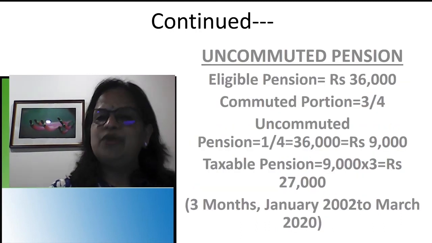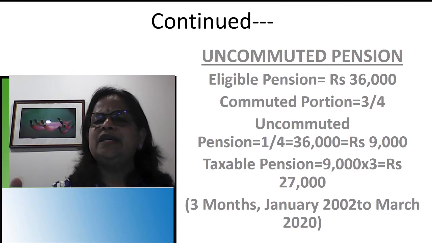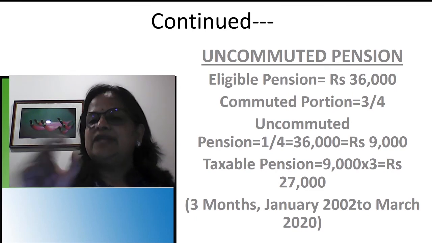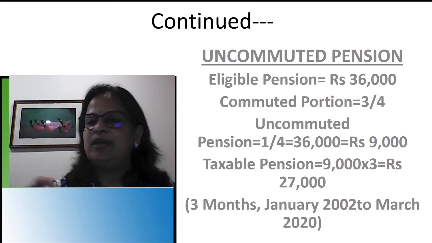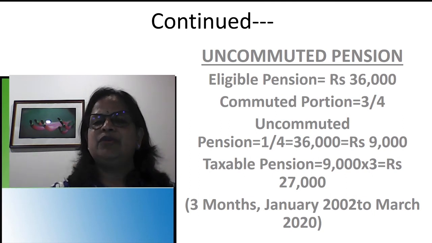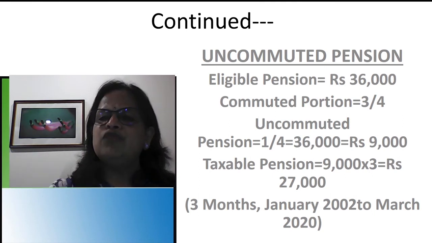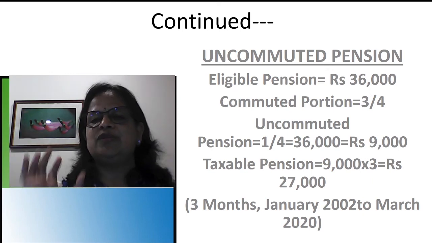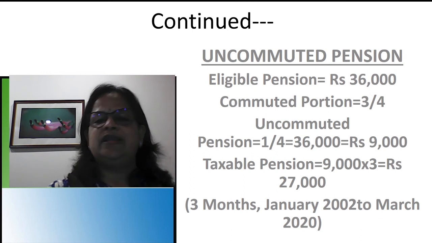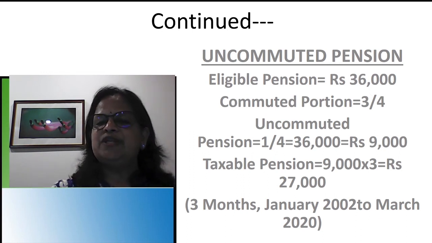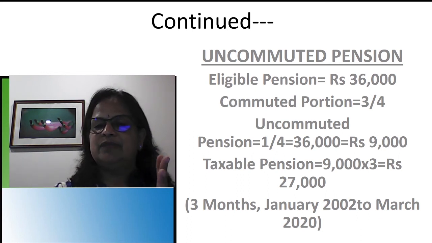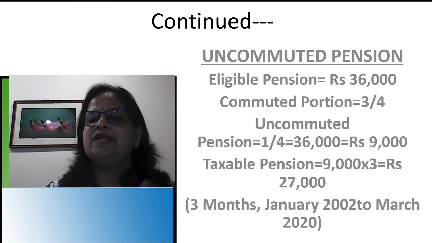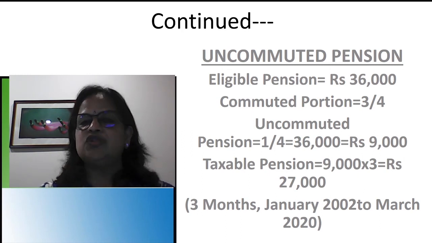Now, uncommuted pension. 36,000 is his regular pension. 3/4 he has commuted. So now remaining 1/4 only he will get. 3/4 already commuted and he got the lump sum payment. So 1/4 is 9,000. He retired on 31st December, so 3 months only he will get: January, February, March. So here you have to remember taxable pension is 27,000, fully taxable.